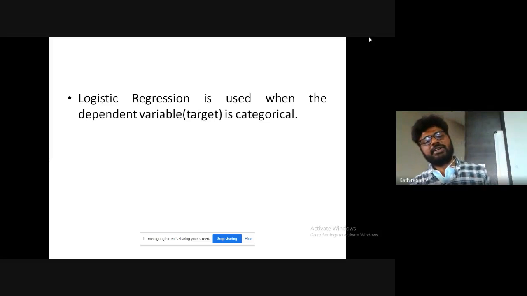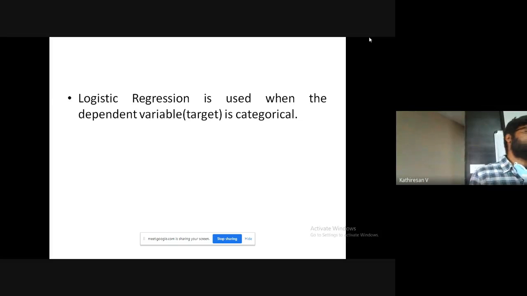Here, a categorical variable means it has categories like safe and unsafe, spam mail or good mail, yes or no. So we have classes. Whenever you have a response variable or dependent variable that is categorical, you have to go with logistic regression. Otherwise, you have to go with some other regression mechanisms in order to predict. That is not classification.